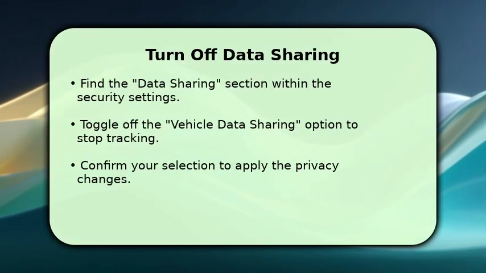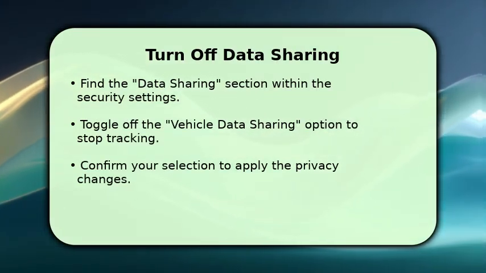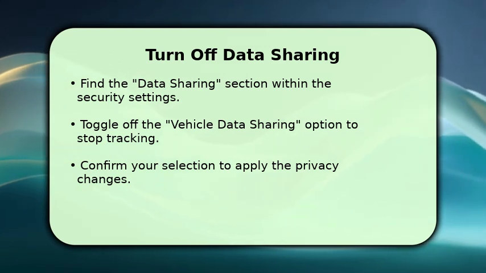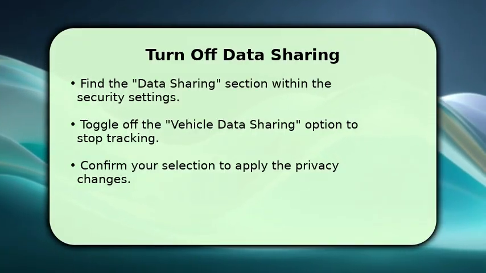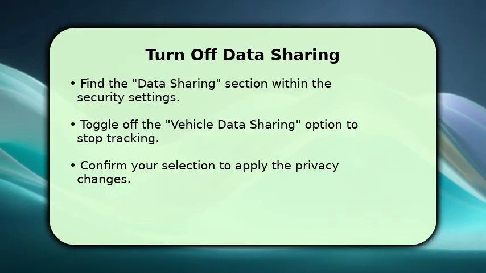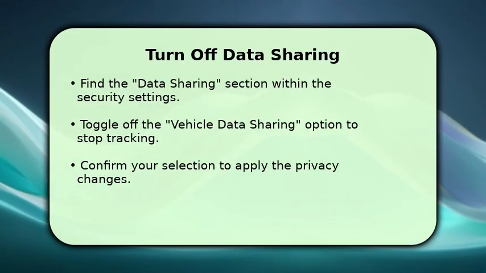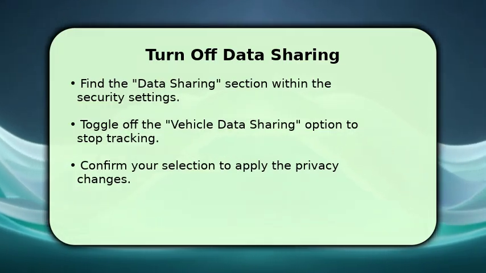Once you are in the Safety and Security menu, scroll down until you find the Data Sharing section. Within this section, you will see an option specifically labeled Vehicle Data Sharing. This is the key setting we need to adjust. Simply tap the toggle switch next to Vehicle Data Sharing to turn it off. A confirmation prompt might appear. Ensure you confirm your choice to save the new privacy setting.